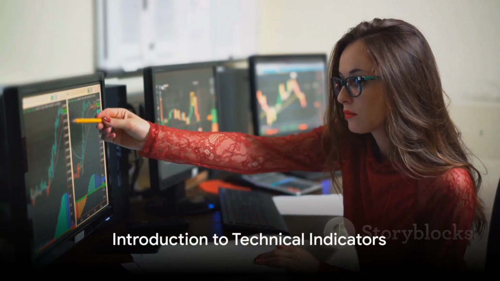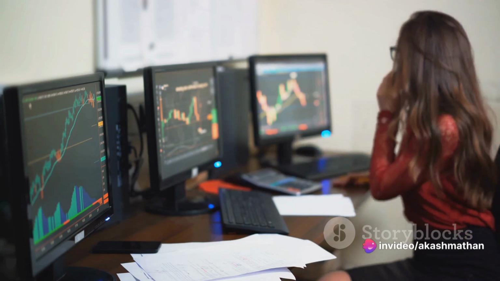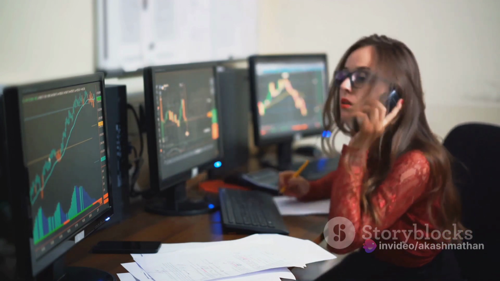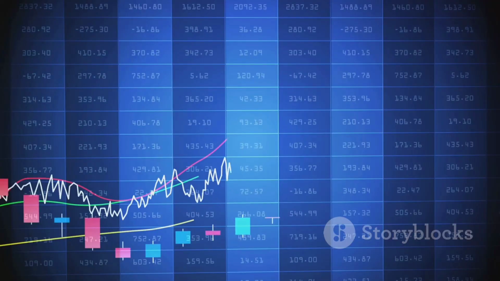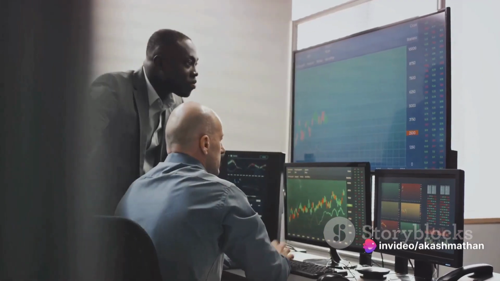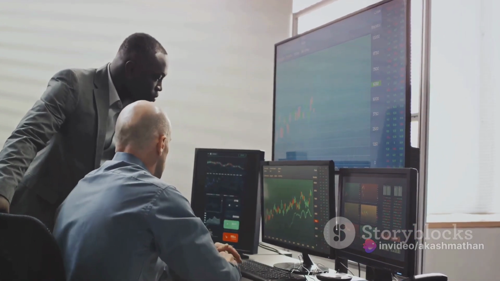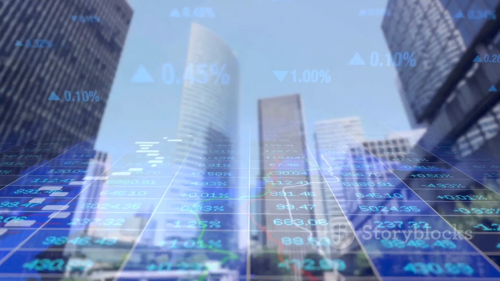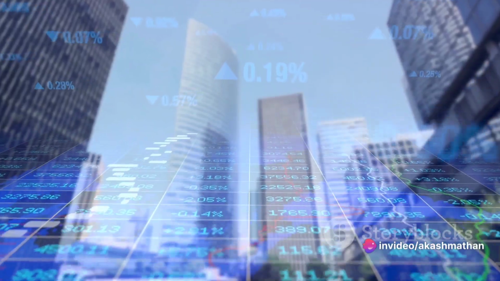Next, venture into the world of technical indicators, mathematical calculations that help analyze historical price, volume, or open interest patterns to predict future market trends. The moving average, relative strength index, and Bollinger Bands are three popular technical indicators. The moving average, often used to identify price trends, is calculated by averaging the closing prices over a specified number of periods. A rising moving average indicates an uptrend, while a falling moving average suggests a downtrend.